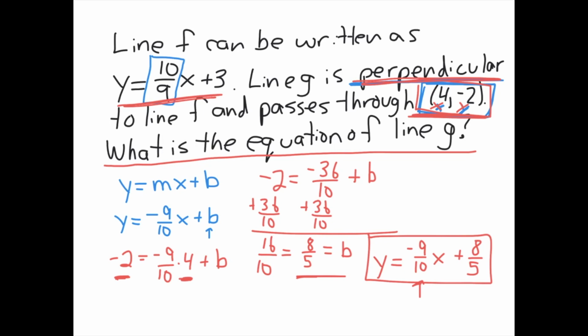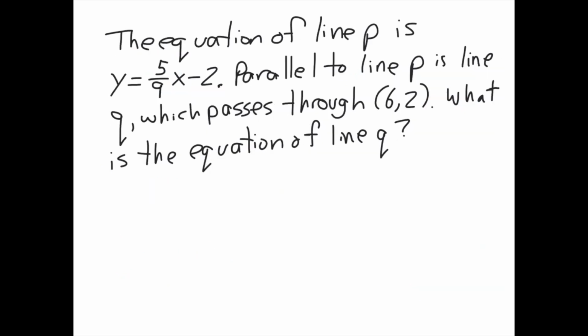Let's look at a second example. So this one says the equation of line P is y equals 5/9 x minus 2. And we want line Q parallel to line P. So notice that word parallel is going to be very important, and 5/9 as the slope is going to be very important. I can't even finish reading the question before underlining and putting a box around those because I know those are going to be the important parts. So it says, we're talking now about line Q, which passes through the point 6, 2. And what is the equation of line Q?